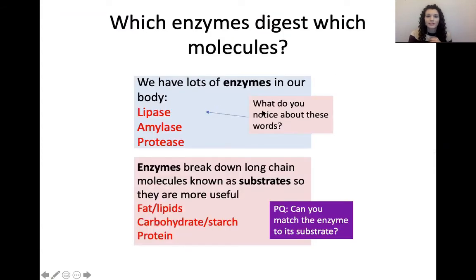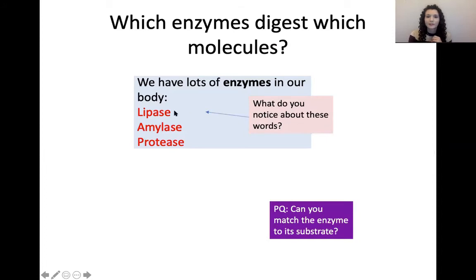So what do you notice about all of these words? Can you notice anything that's the same about all of those words? Hopefully you notice that they all have this ase sound on the end. Now, all enzymes have got this ase, we call it a suffix, don't we? A part of a word that goes on the end. So lipase, amylase, and protease.